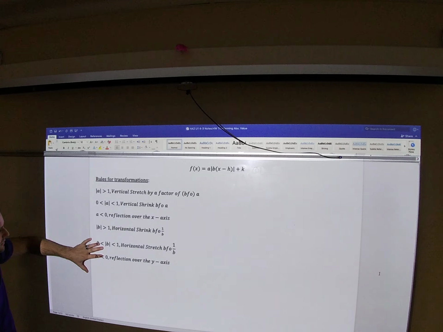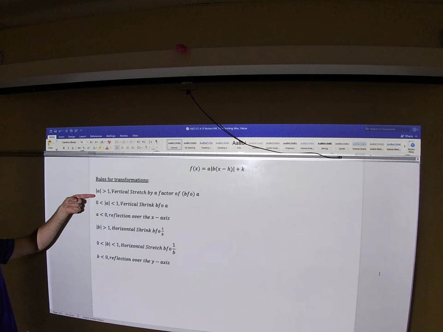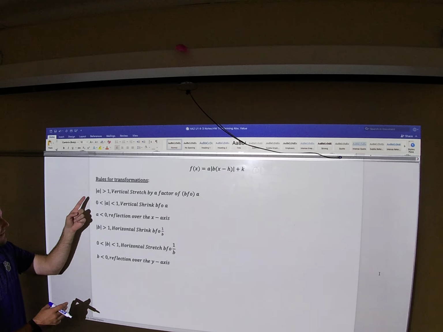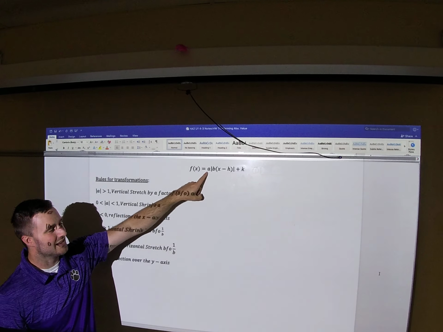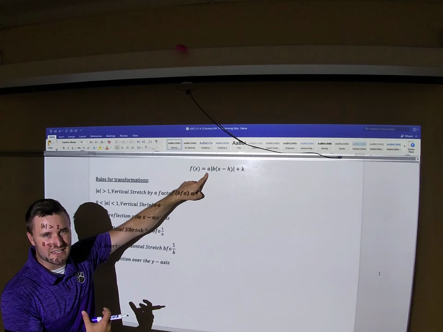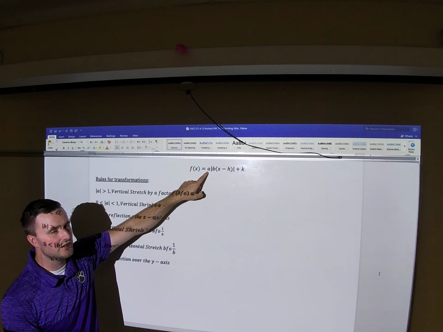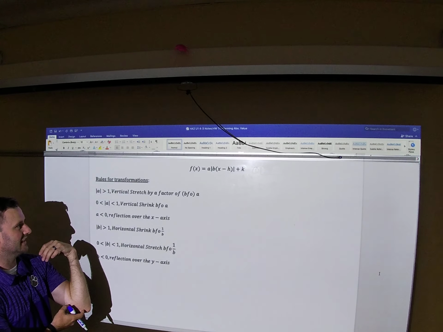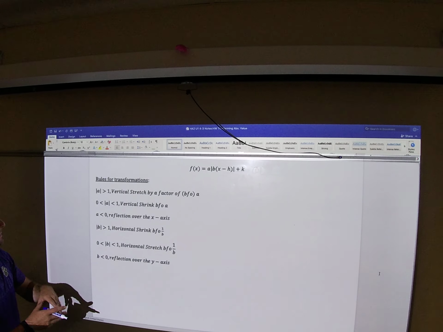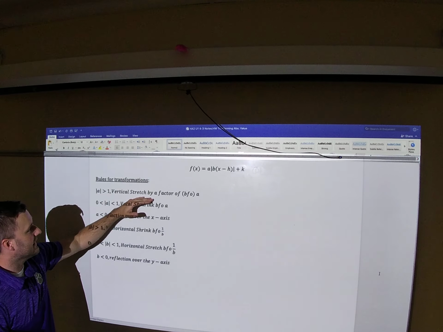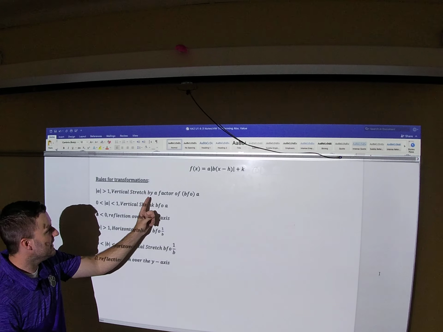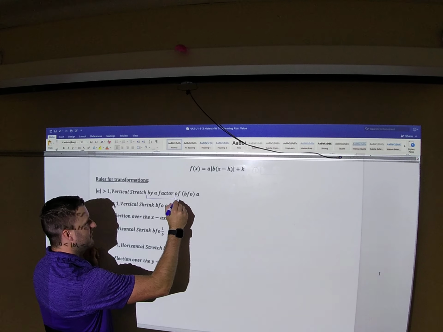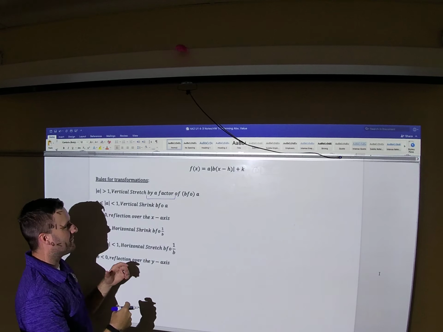Some of this language can be kind of weird, but let's take a look at it. The absolute value of A, the reason it's written this way is because if this is a negative, you're not really looking at the negative yet. The negative does something, but you're only looking at the number attached to it. So the absolute value of A tells us that we're going to have a vertical stretch by a factor of, and we just write it as BFO so we don't have to say that a million times. So by a factor of A.